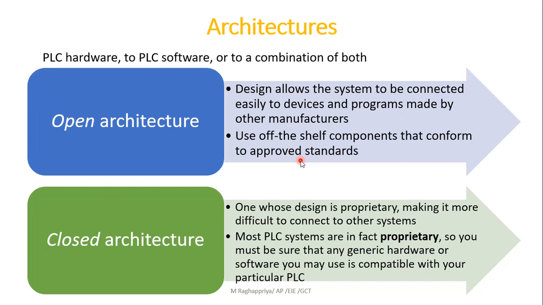If these 2 devices are able to communicate with each other, then that falls under the category of open architecture. The design allows the system to be connected easily to devices and programs made by other manufacturers. Let's say one device is from one manufacturer and the other device is from another manufacturer. If these 2 devices can communicate easily, then that is open architecture.